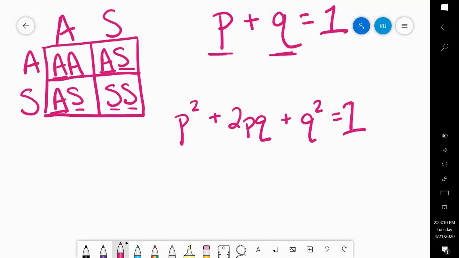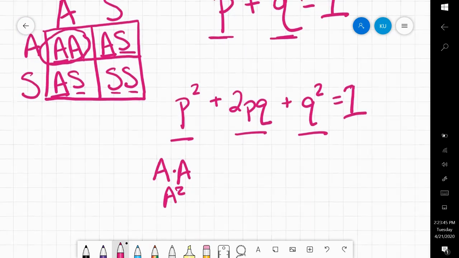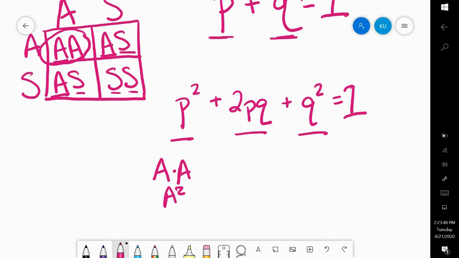Now, when we look at P squared plus 2PQ plus Q squared, then you have to know that P squared represents this trait right here. So if each capital A, the dominant trait, is represented by a P, it's just kind of a random letter here. We have capital A. AA would be the same as saying A times A, which you can write as A squared. That whole box right there is represented by P squared. It's just like there's two of those alleles in that box.